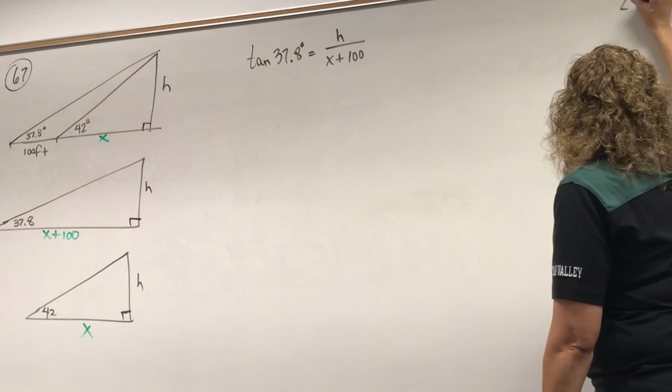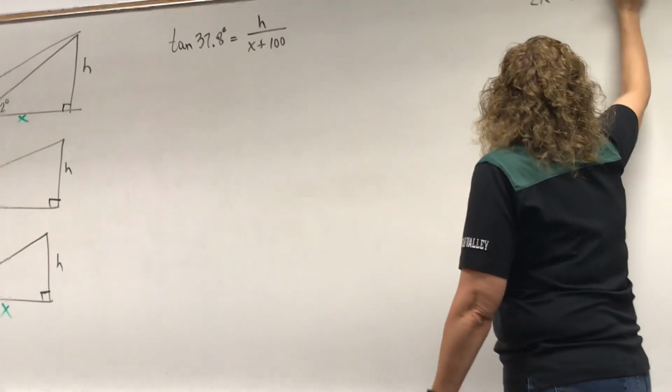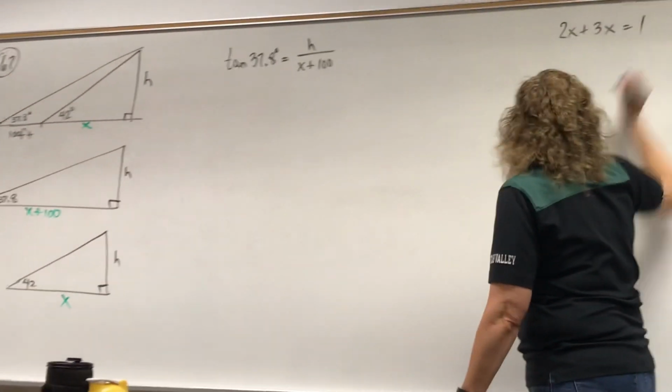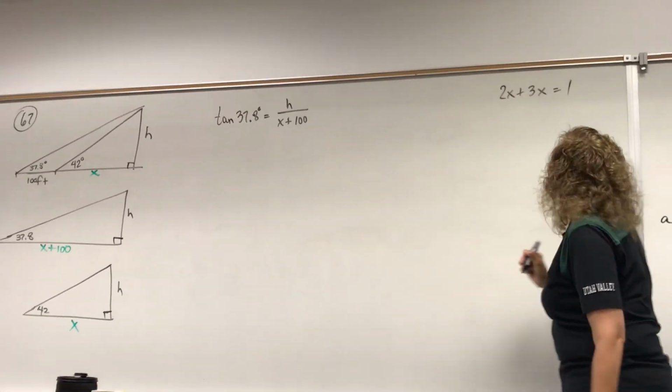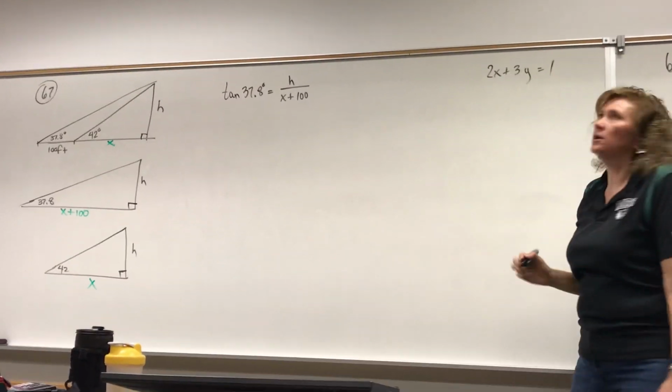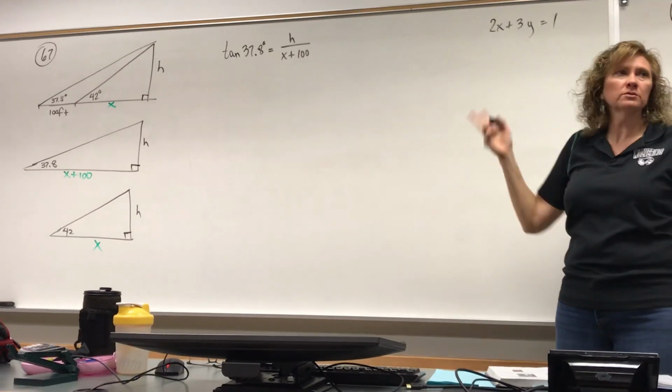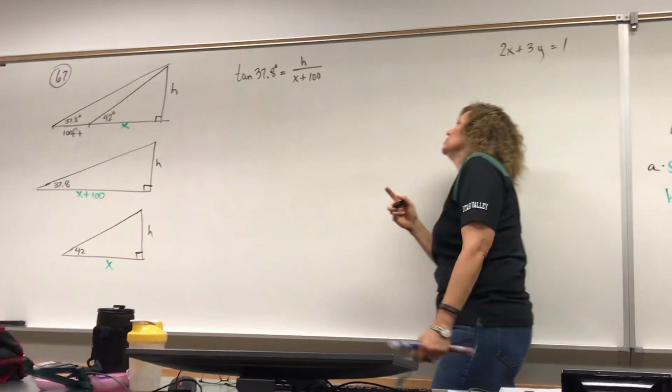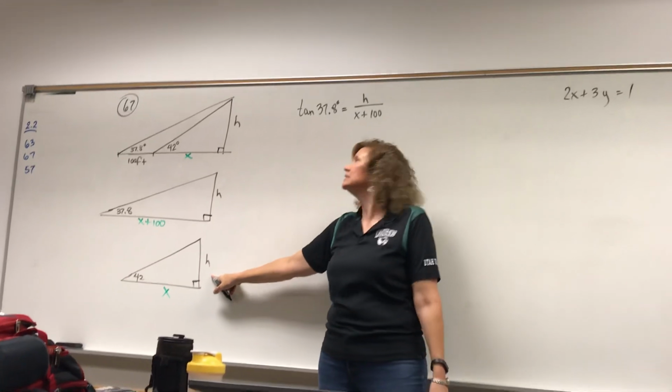I know it really doesn't look like this, but it's basically the same thing. 2x plus 3y, oh, it's x plus 3y, equals 1. I got one equation, two variables, can't do anything with it. Unless I have a second equation with two variables, conveniently this.